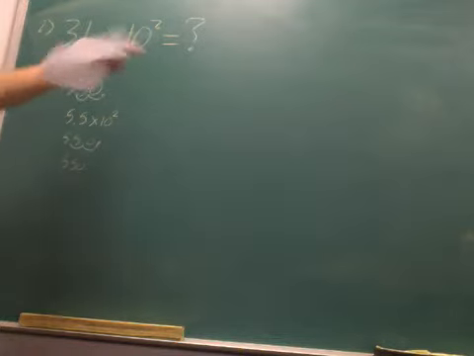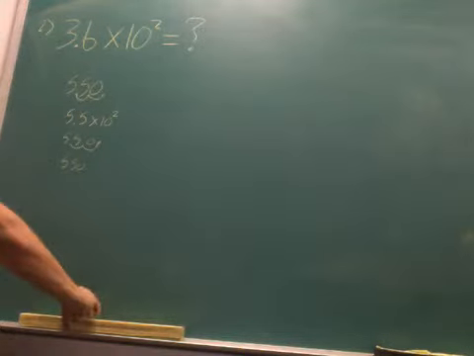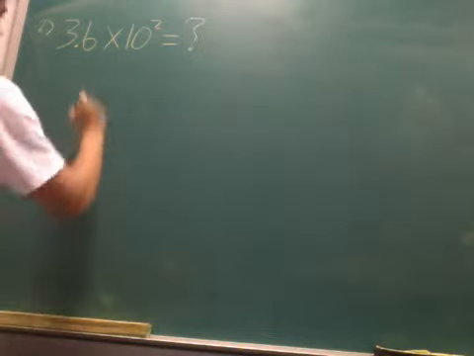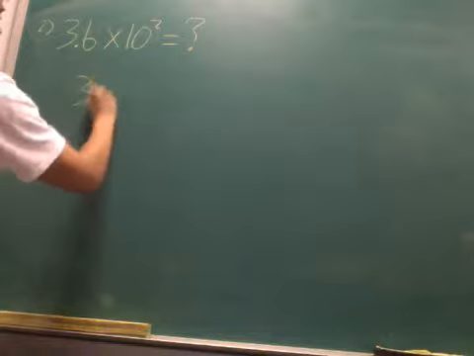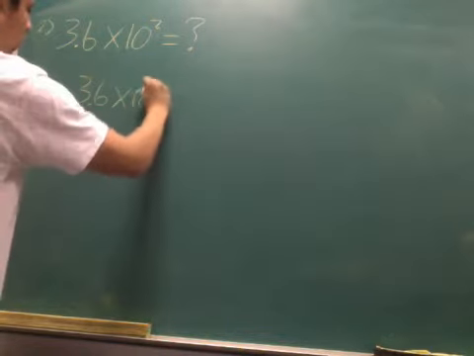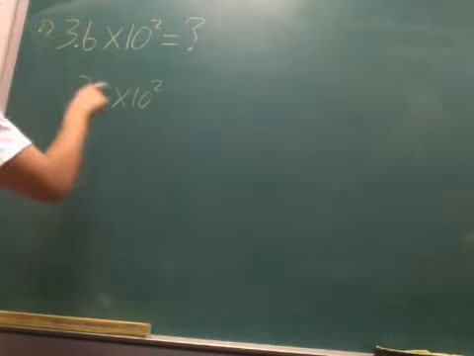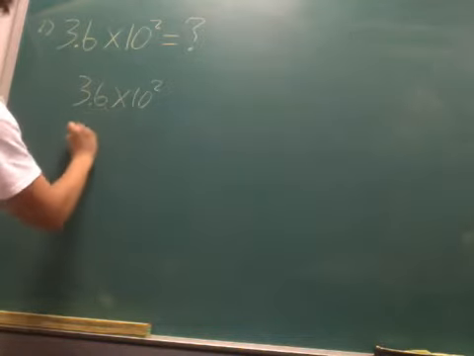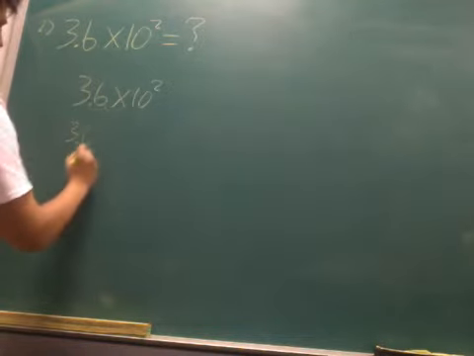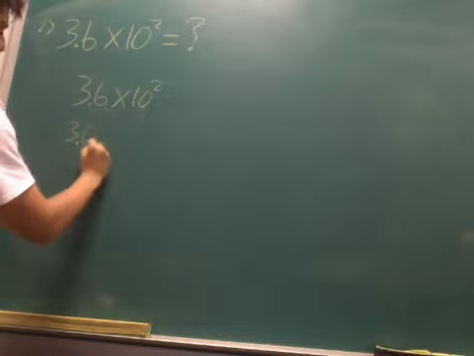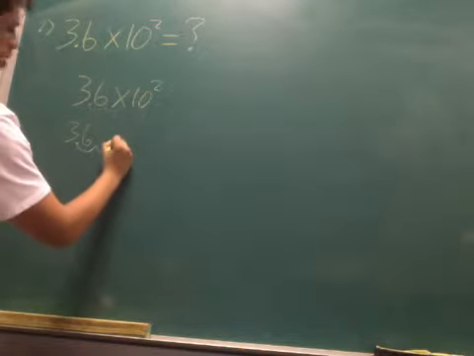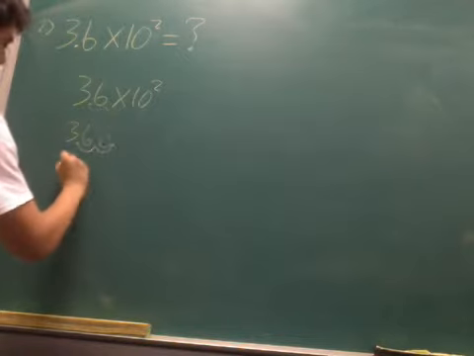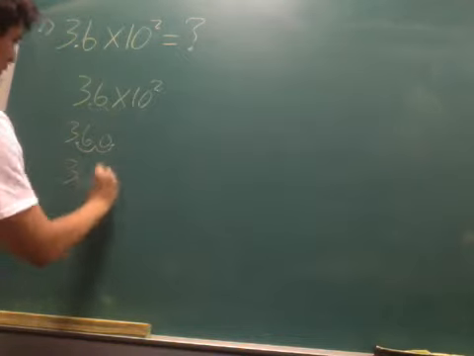So this answer should be fairly easy to get to then, because we have 3.6 times 10 to the second, which means we're going to move the decimal place 2 spaces this way to get our answer. So 3.6, move the decimal place 2 times right there. The empty spot is going to be a 0, so the answer is 360.